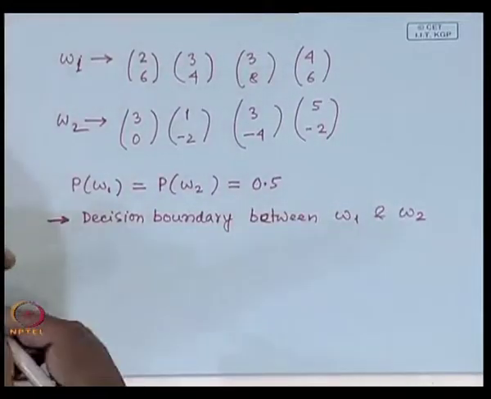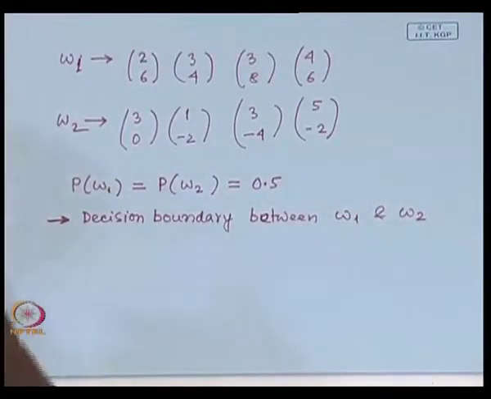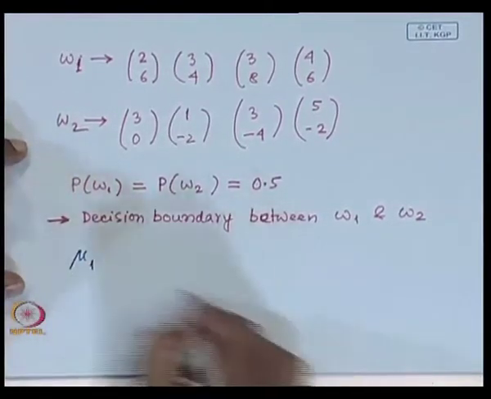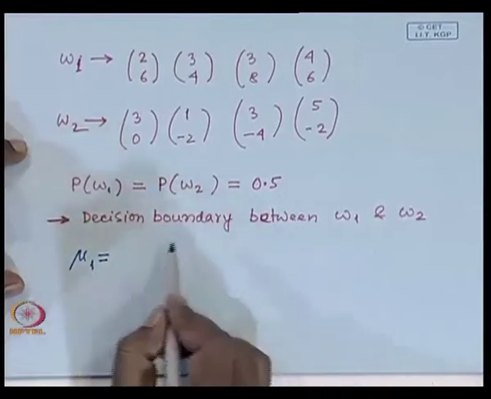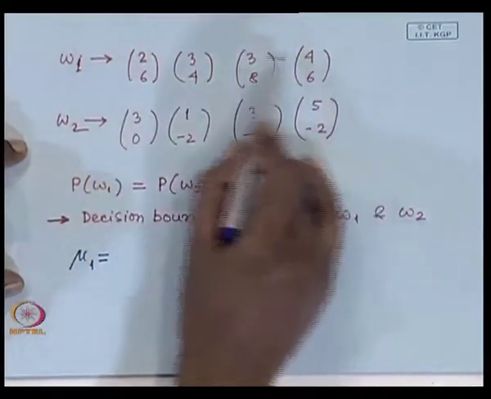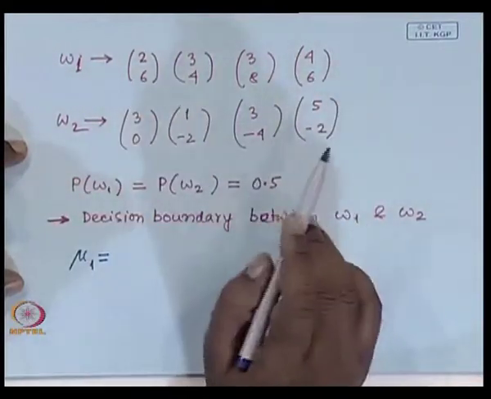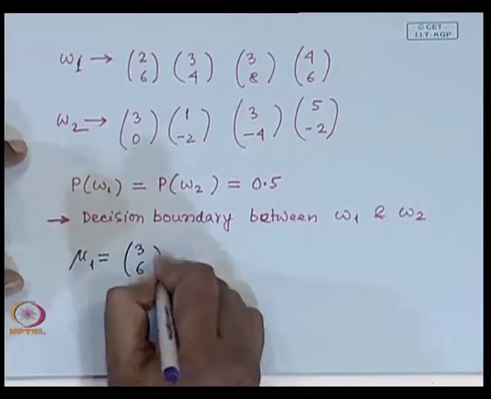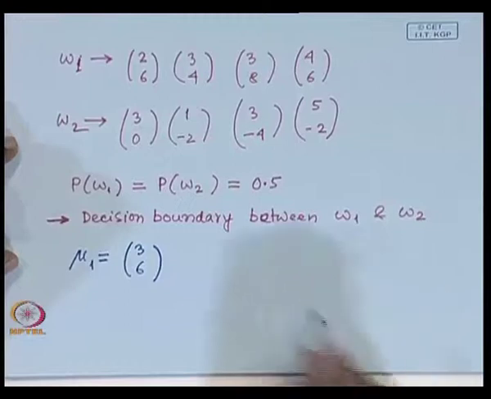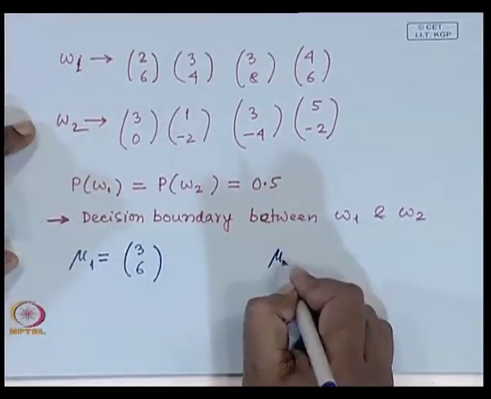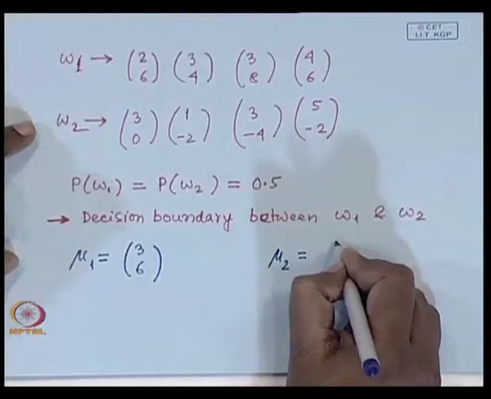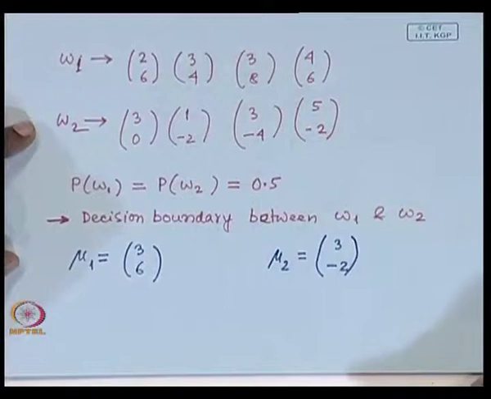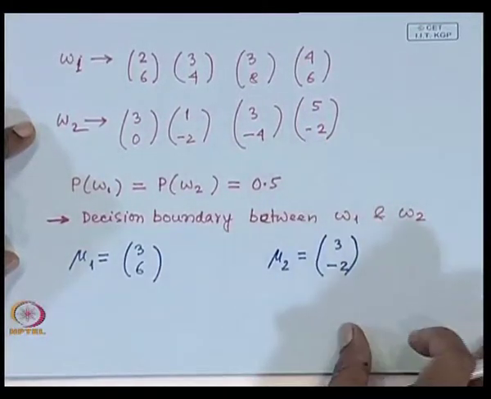So, first what I have to do is find out the mean vector, which is mu 1, and mu 1 is nothing but I take all these vectors and find out their means. Okay. So, this mu 1 in this case will come out to be 3 6. You can verify this. Similarly, for class 2, mu 2 will come out to be 3 minus 2. So, that is the mean vector for class 2.